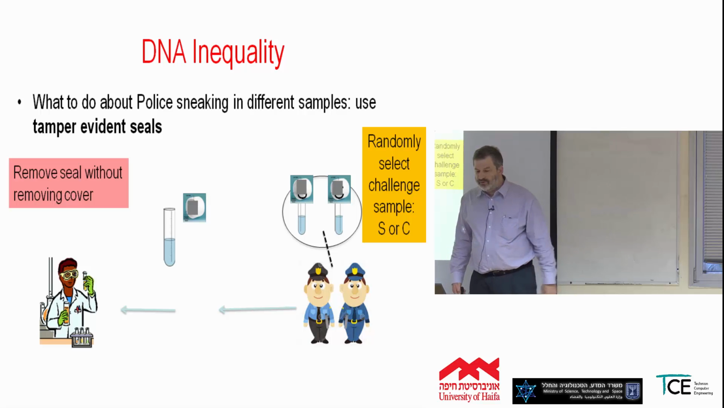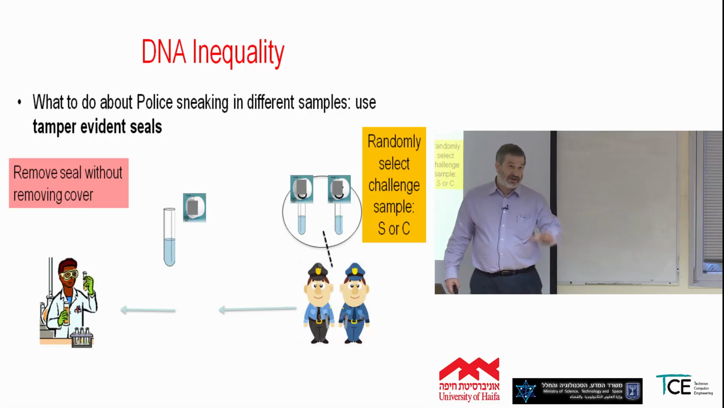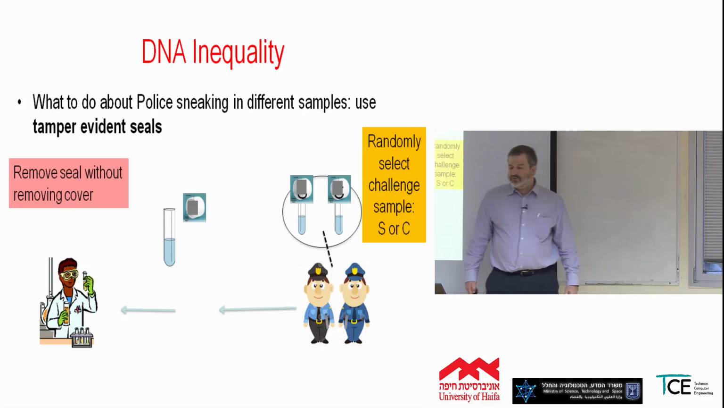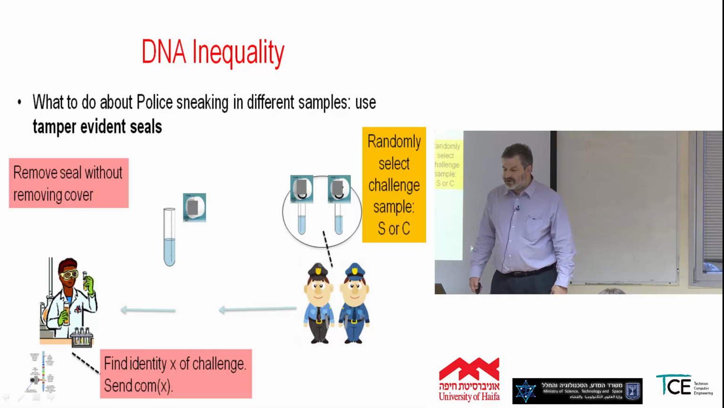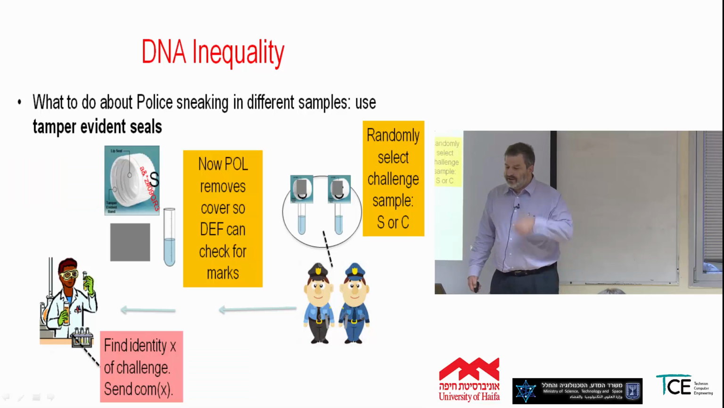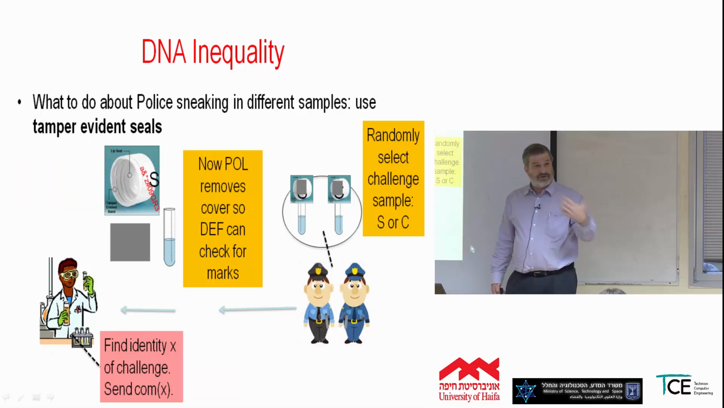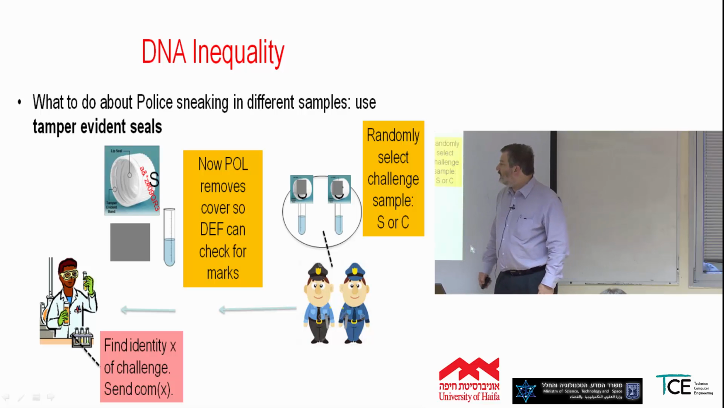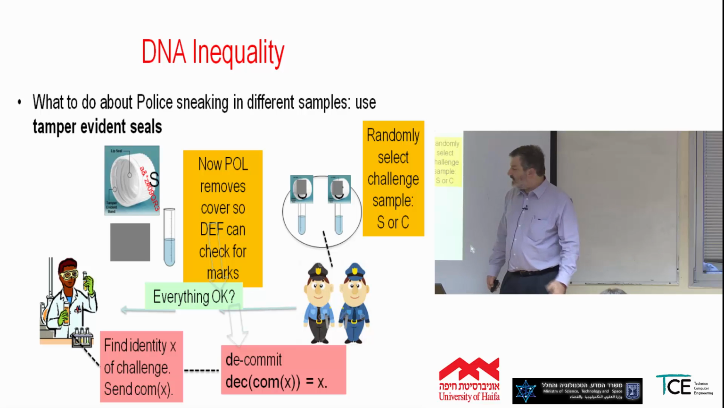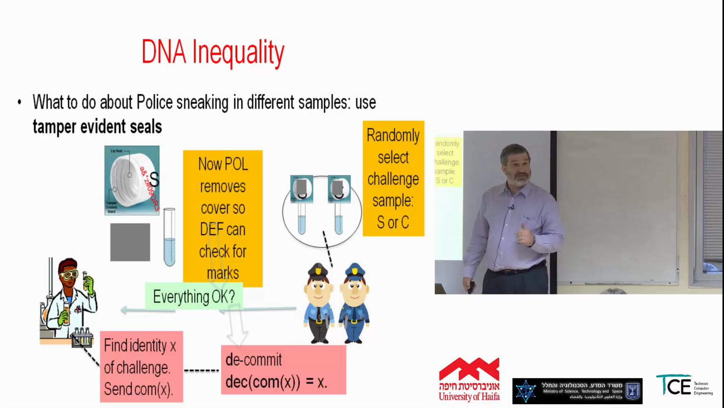Then he removes the seals without removing the cover. The police has to be able to check that later on. Finds the identity of the challenge, commits to it. Now the police removes the cover so the defender can check his marks that it's indeed his own, and only then, if everything is okay, he decommits, he opens his commitment.